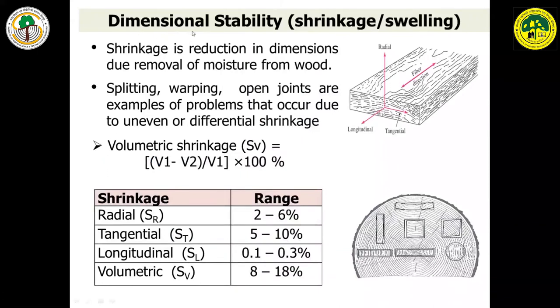Another parameter which is very important is dimensional stability, particularly when we want to use the wood for furniture and flooring, similar applications, then wood should be dimensionally stable. It should not have movement when there is a change in the humidity or moisture surrounding it. So shrinkage is very important, and we have to measure the volumetric shrinkage particularly, which covers all directions, and the volumetric shrinkage of wood varies from 8% to 18%. When wood is seasoned, this dimensional stability is very much controlled. So we have to season the wood to control this.